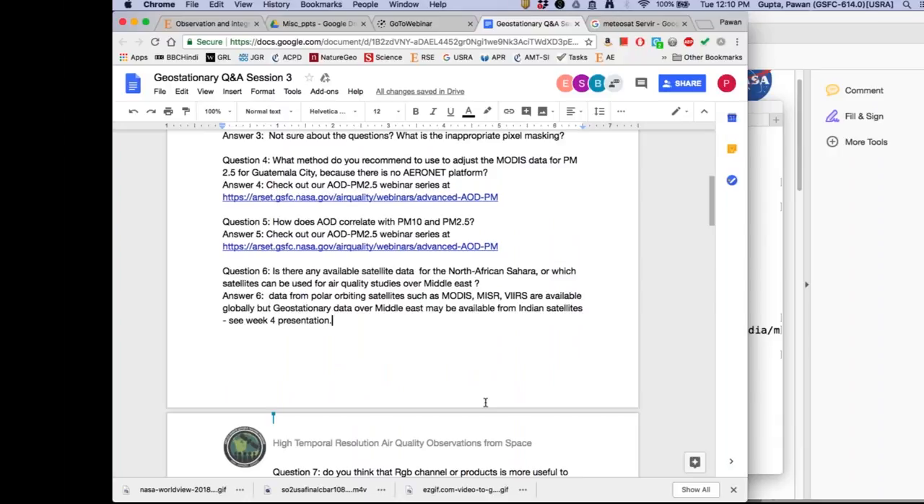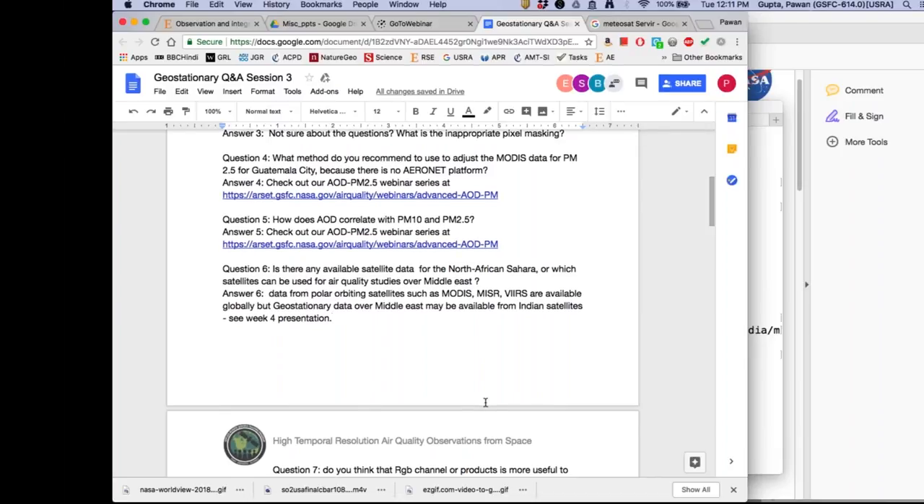Question number 6, is there any available satellite data for the North African Sahara, which satellite can be used for air quality studies over the Middle East? I already talked about the North Africa or Saharan region. There is no similar geostationary satellite over that region yet, but there are polar orbiting satellites which provide data all over the world, like MODIS, MISR, VIIRS. There is an Indian satellite which does cover some part of Africa and the Middle East, including India, and we'll cover those in the week 4 presentation.